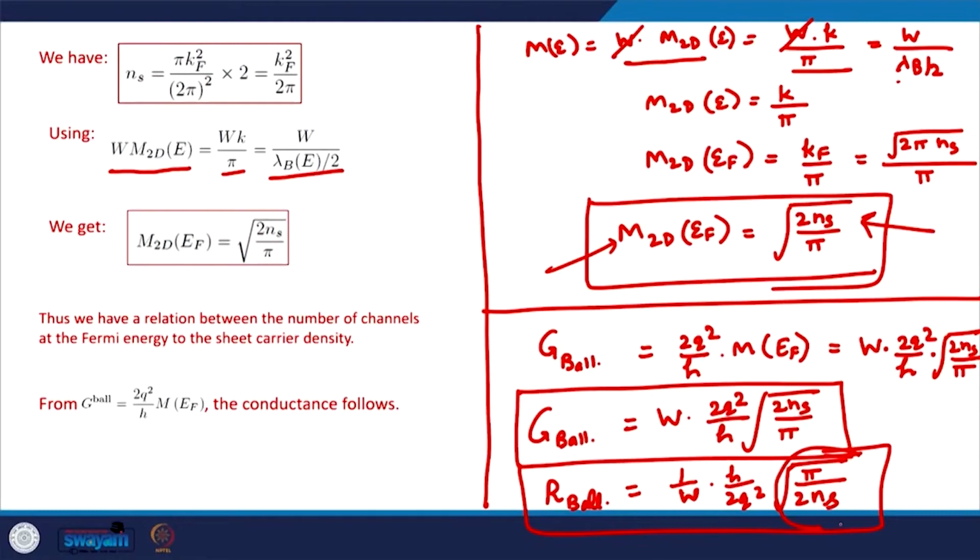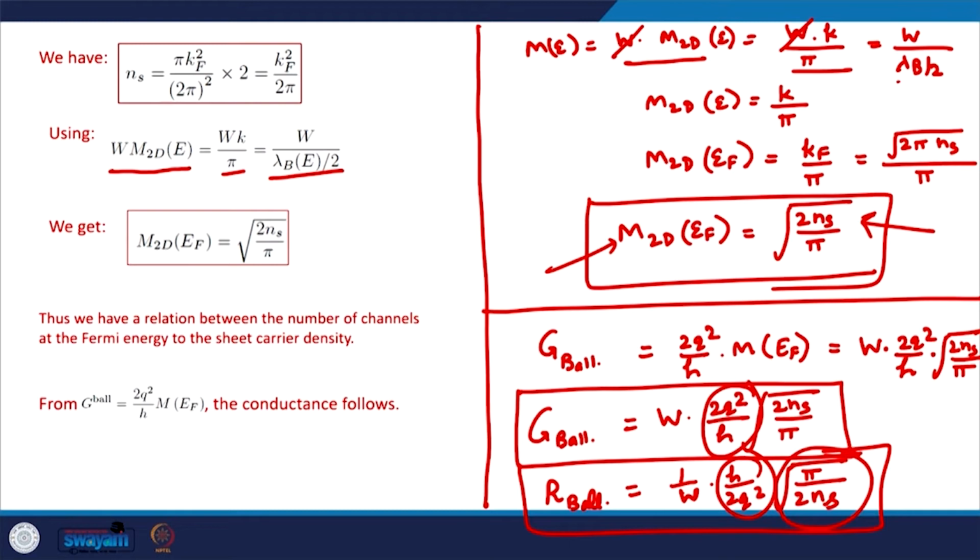It is, however, inversely proportional to the width, because the more the width, the more will be the number of modes in the transistor, the more will be the conductance, and the less will be the resistance. Apart from that, it is inversely proportional to the sheet carrier density, which is also expected, because the more electrons available in the conductor for transport, the less will be the resistance, or the more will be the conductance. And apart from that, we have a fundamental constant, the quantum of conductance, in these expressions.